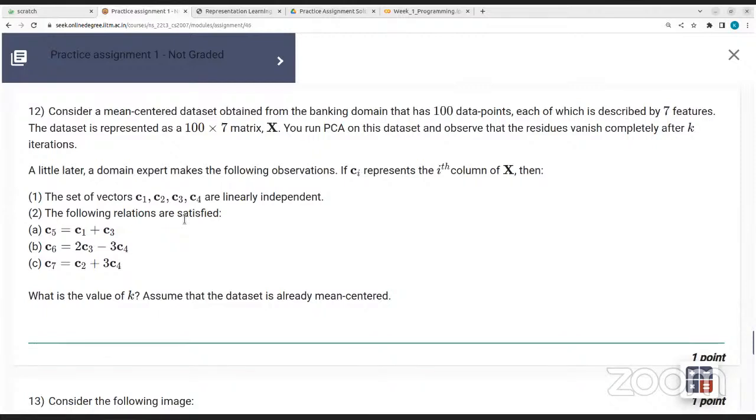Okay, so now the point I wanted to make there was, did everyone understand this problem, question number 12, and what the solution was, whatever was provided?